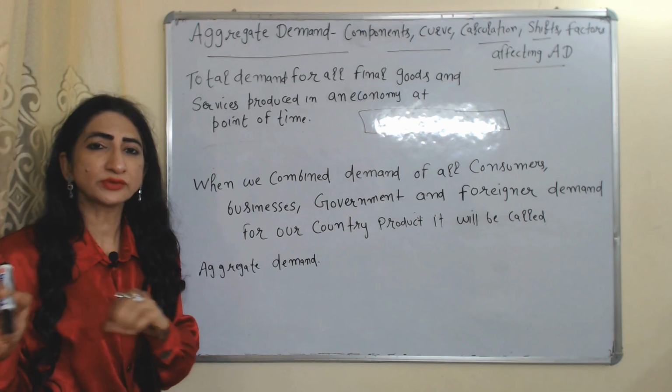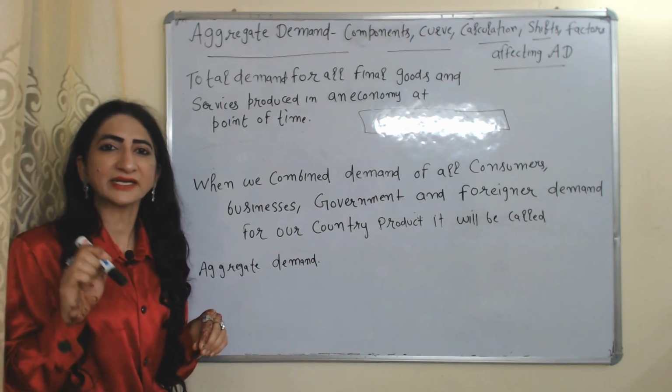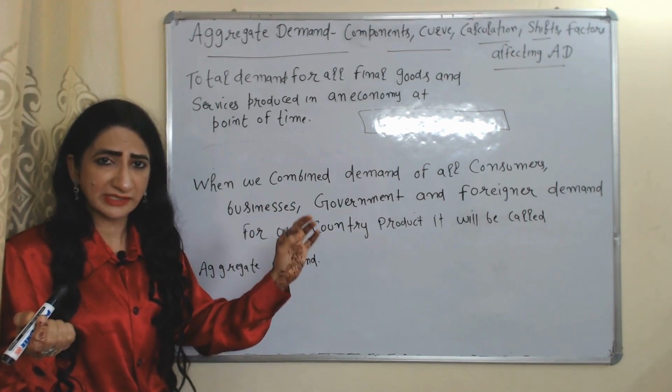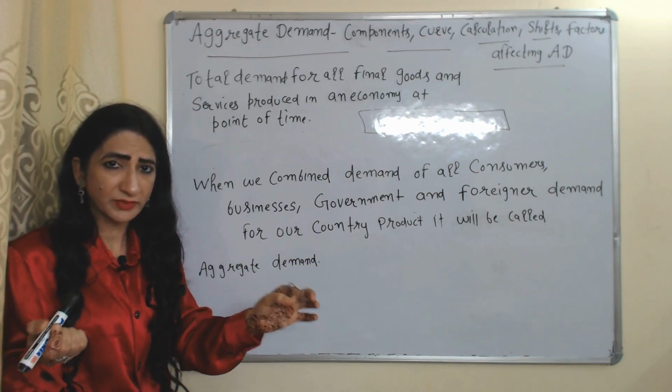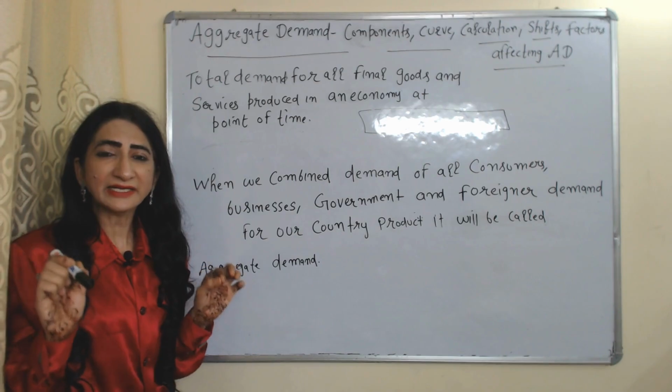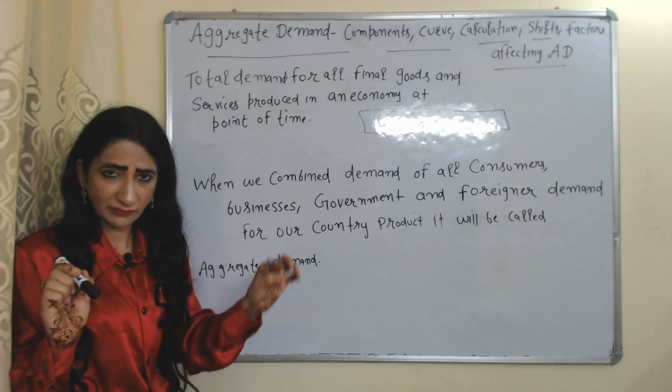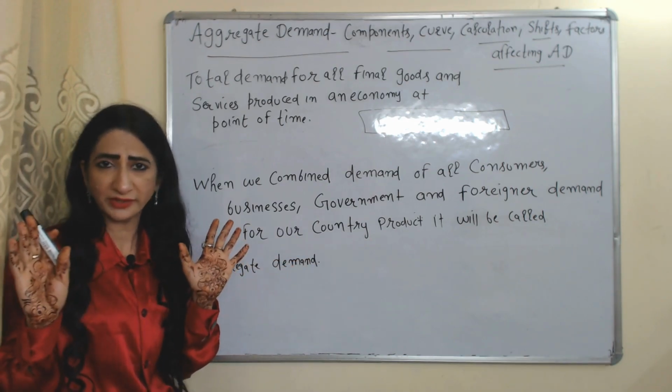Today we are going to talk about aggregate demand. Aggregate demand is total demand for all final goods and services produced in economy at point of time.